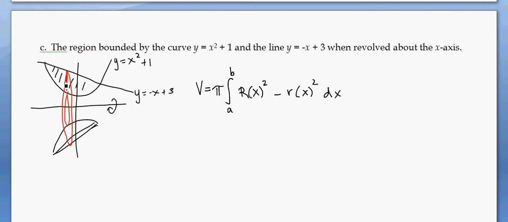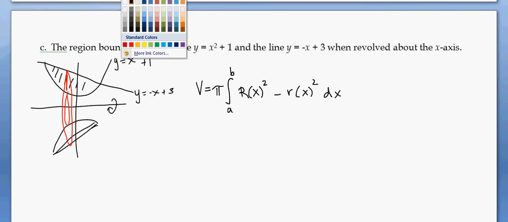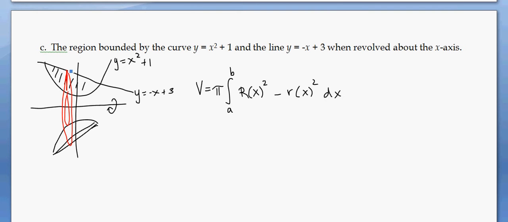So I knew it was a washer because my region was not touching my axis of rotation, and I knew it was in terms of x because I was rotating around a horizontal axis, the x-axis in this case. Okay, the outer radius is the distance between the outer edge of the region, so that's like here, to the axis of rotation. So we're looking for what function is this distance right here.